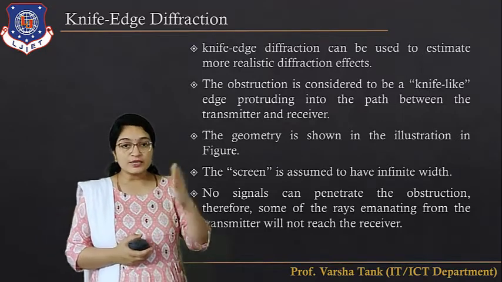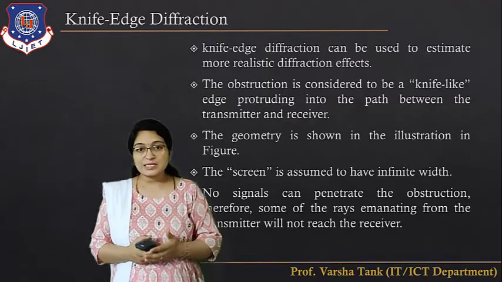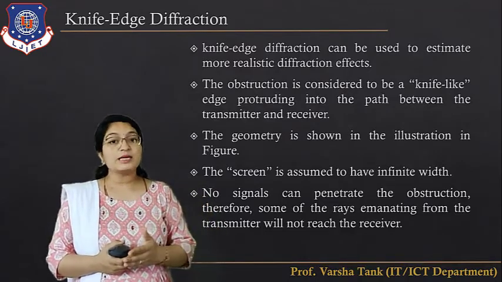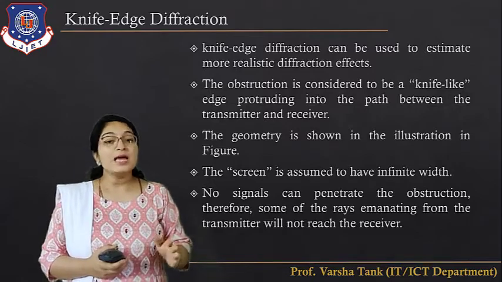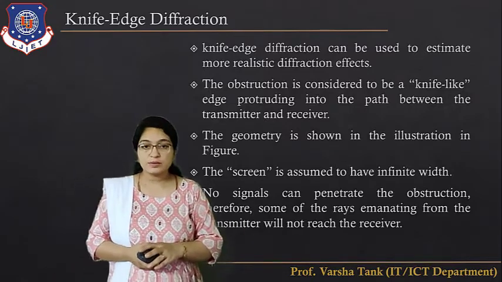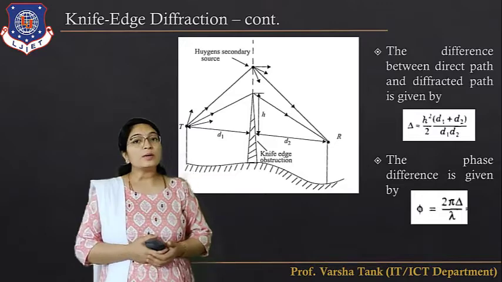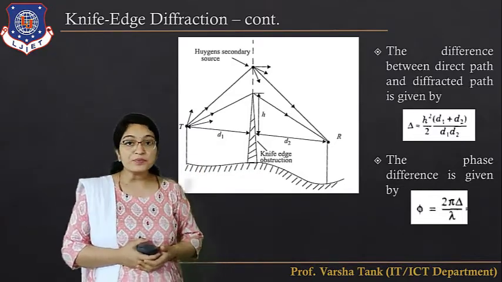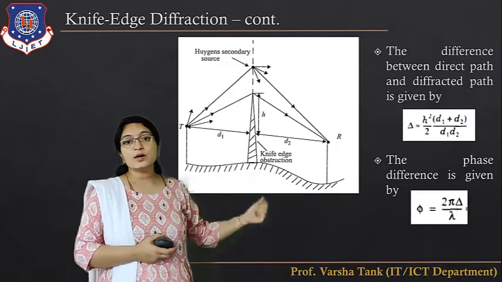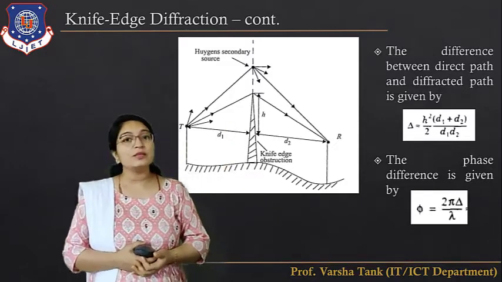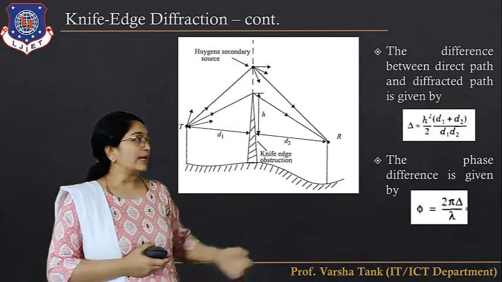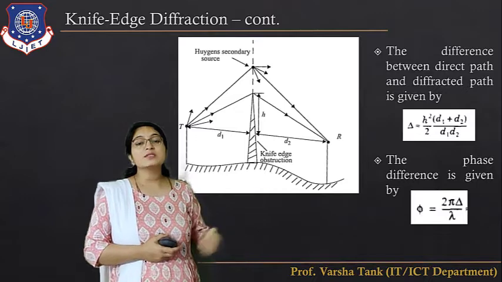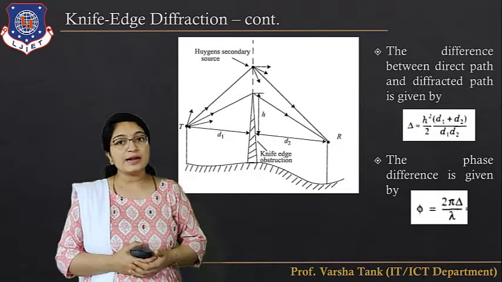The obstacle is a solid obstacle. So it is possible that not every signal transmitted from the transmitter can be received by the receiver. Here you can see the figure that illustrates the knife edge diffraction model. This tower that you are seeing is the obstacle in between the transmitter and receiver. The transmitter and receiver are denoted by T and R.